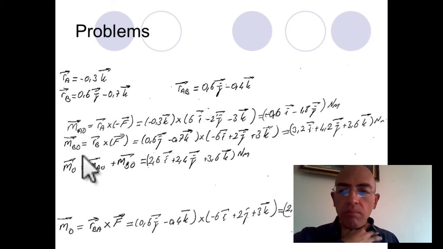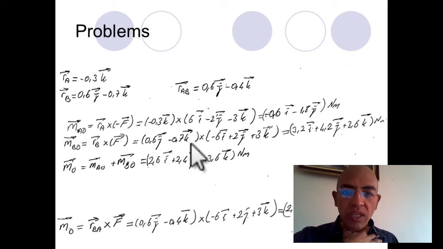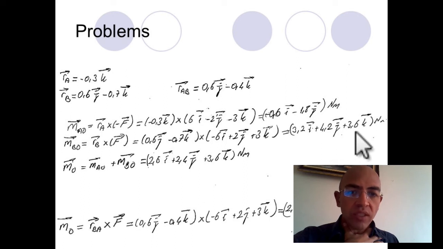Now let's calculate the moment of the force at point B with respect to the origin. It is the rB vector product F. So rB is 0.6 j minus 0.7 k, and the force is the negative of this one, so it is minus 6i plus 2j plus 3k. If you do the multiplication, what you are going to get is 3.2 i vector, 4.2 j vector, and 3.6 k vector in units of Newton meters.